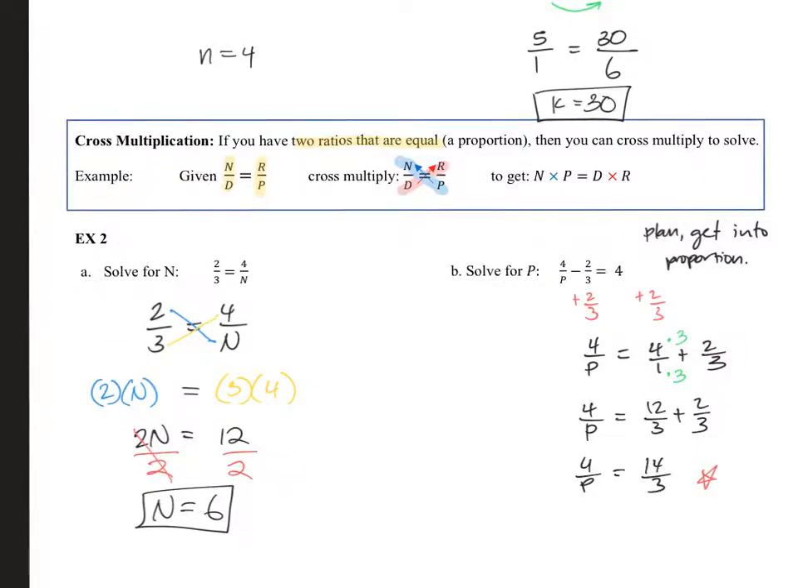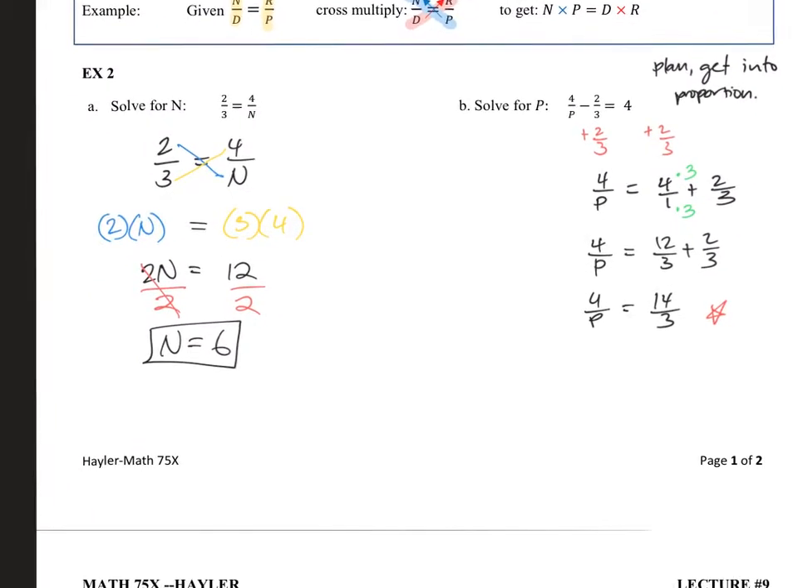This is a proportion. So let's go ahead and cross multiply. So that's going to be 14 times p equal to 4 times 3. And then 14p equals 12.